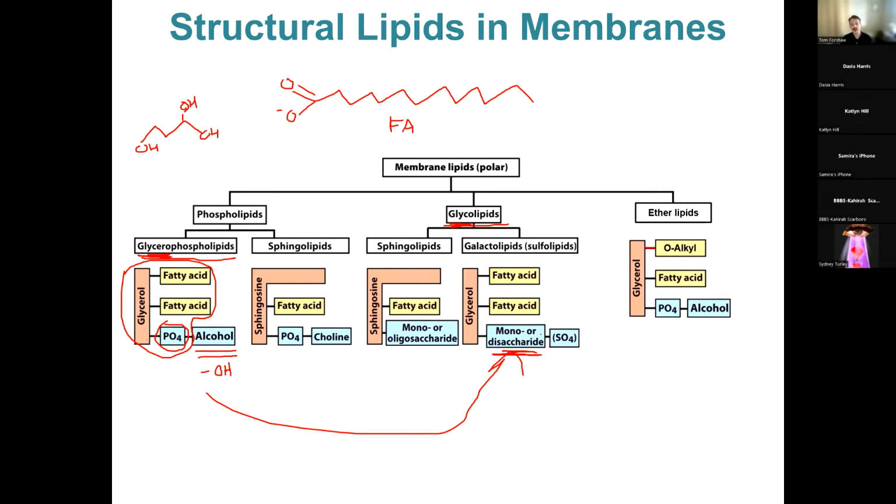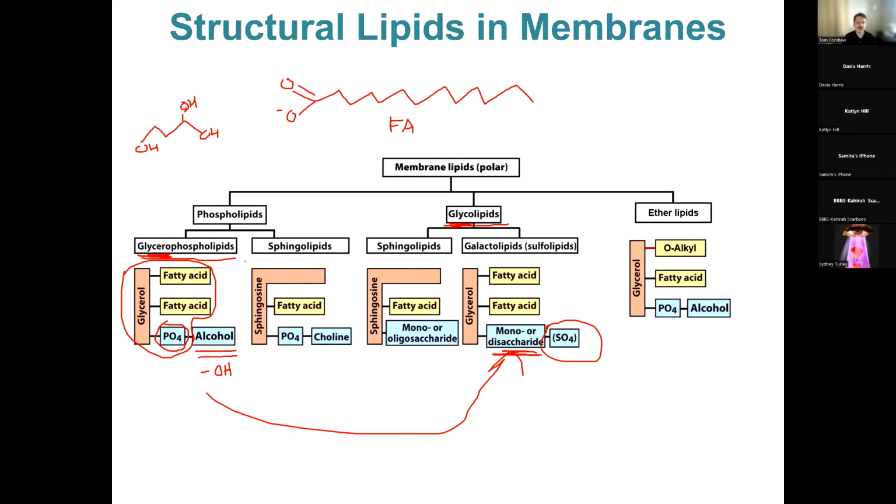Whereas the sugars are things like the hexose sugars, like glucose or things like that. Or it may not be a hexose sugar, but usually it is. So it just has sugar instead, and that sugar could be a mono or a disaccharide, and sometimes something can add on to that, although not that often, to extend it out.